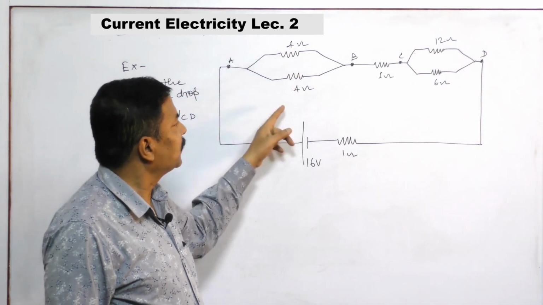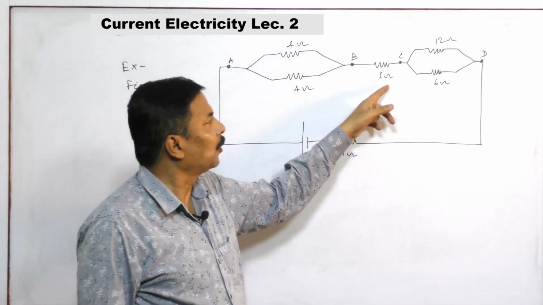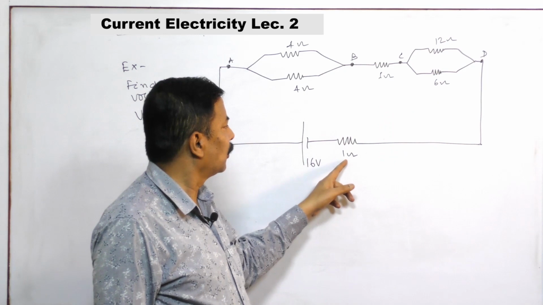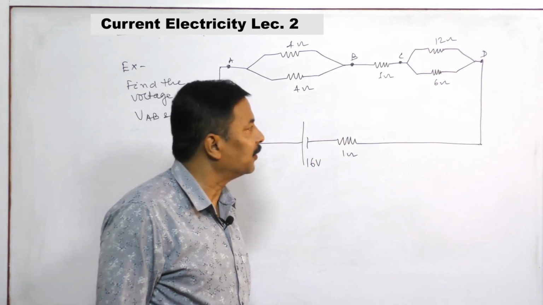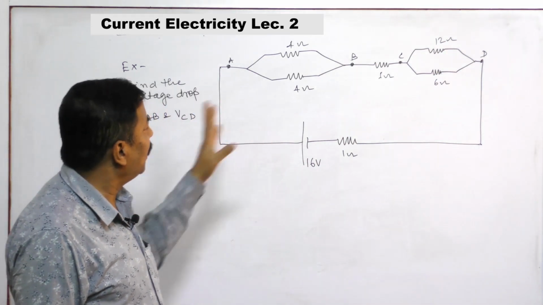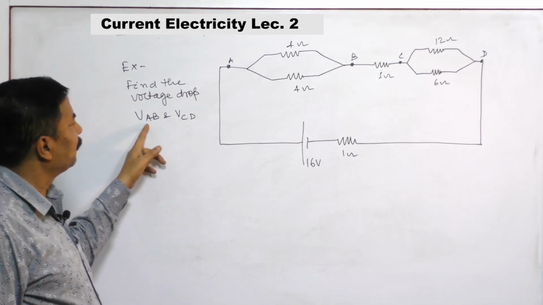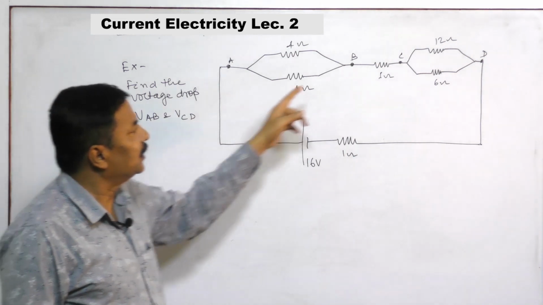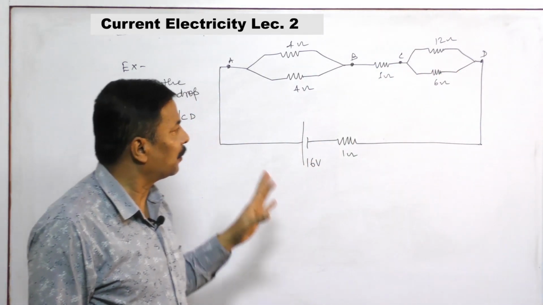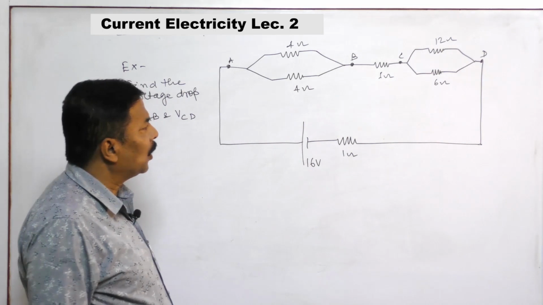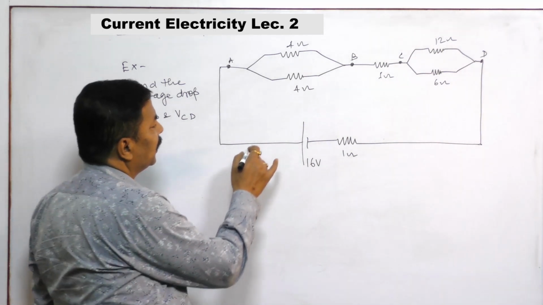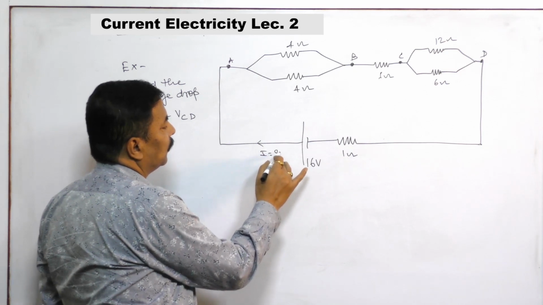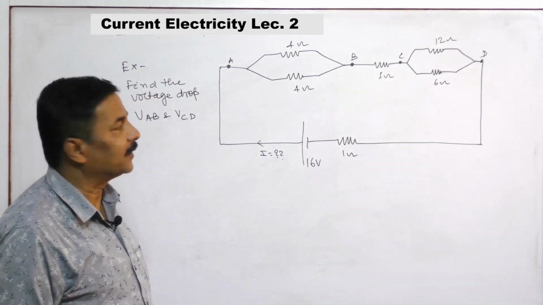So the next problem that we have is here. 4 ohm resistance, 4 ohm resistance, 1 ohm resistor, 12 ohm resistor, 6 ohm resistor, 1 ohm resistance and 6 volt battery. And here you have to find the voltage drop VAB across this, and VCD across this. Basically, in order to solve this question, first we need to understand what is the current. What is the value of this current?